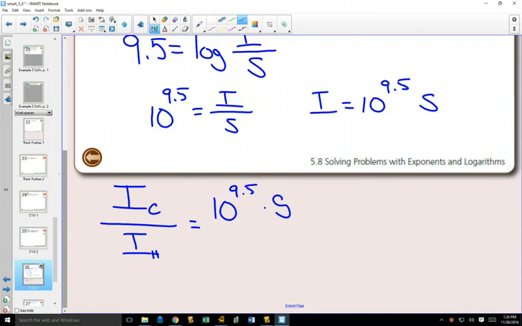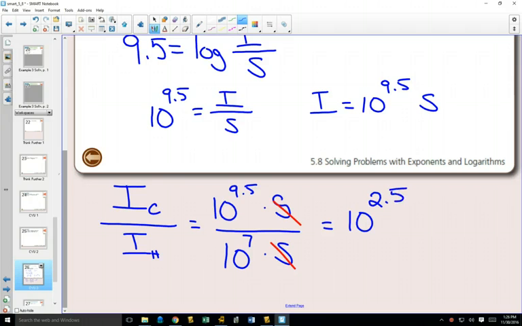Without doing all the math, what's the intensity of the Haiti one going to be? 10 to the power 7 times the standard one. What's going to happen with both of those standard ones? The shortcut for comparing intensity is you can just go 10 to the magnitude of the one divided by 10 to the magnitude of the other one. Using your exponent laws, you would subtract. And this is equal to 10 to the 2.5. Typing that into your calculator, it was 316 times more intense than the earthquake in Haiti.